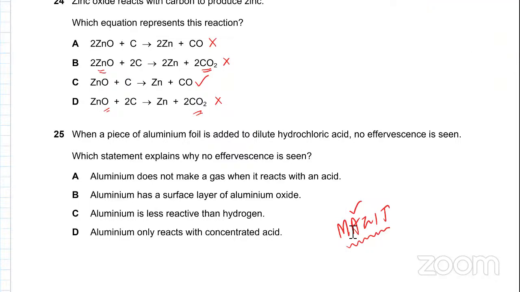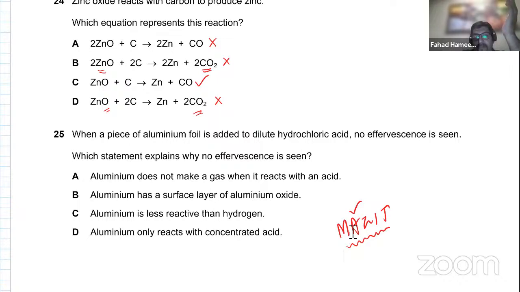It's less reactive. No, its reactivity is actually very high. It's very high: K Na Ca, Mg Al. So Al is right up there. The question comes up again and again: why doesn't aluminium react?